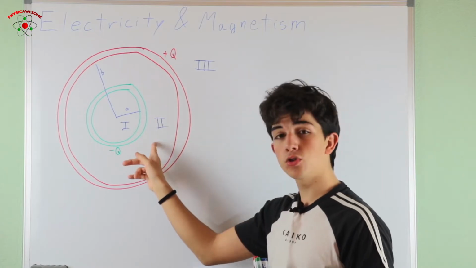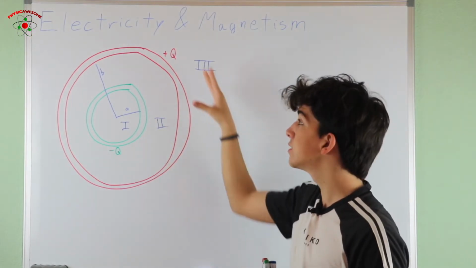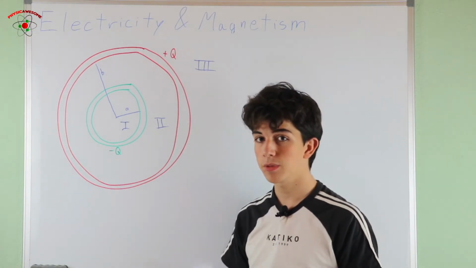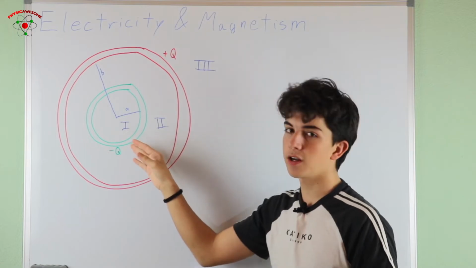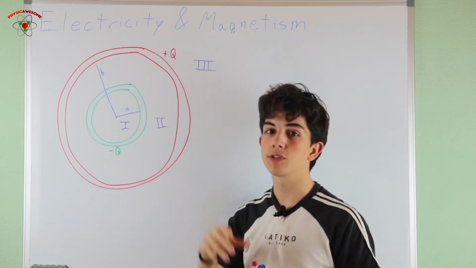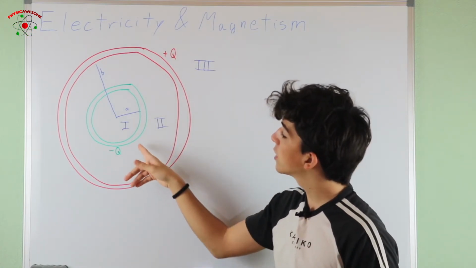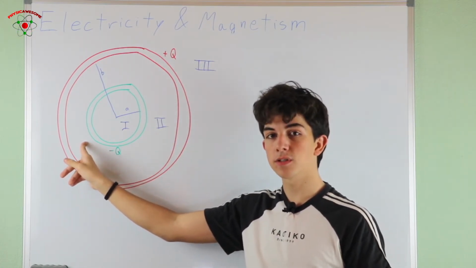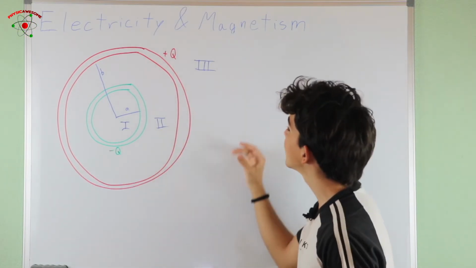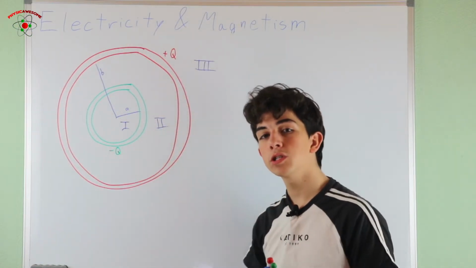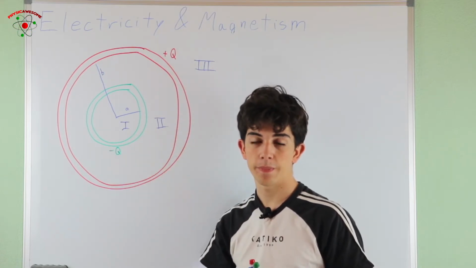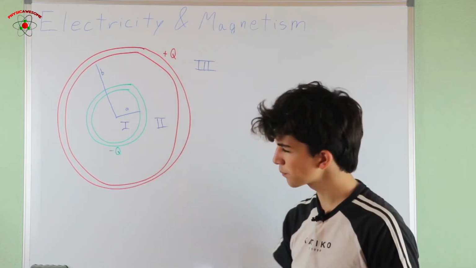Then in region 2, we know that this positive cell is not going to affect it, for the same reason: because we are inside the cell, and the electric field generated by this cell of charge is going to be 0. However, the negative cell of charge is going to create an electric field in this region. And then in region 3, we're going to experience the combined effect of the positive cell and the negative cell. Now, let's see what happens.